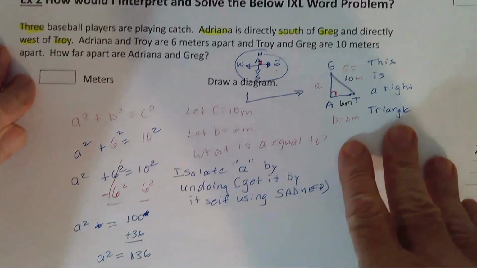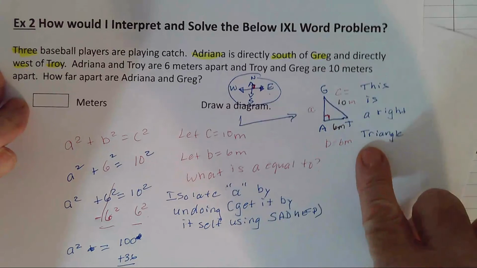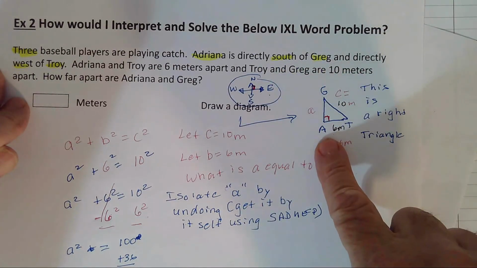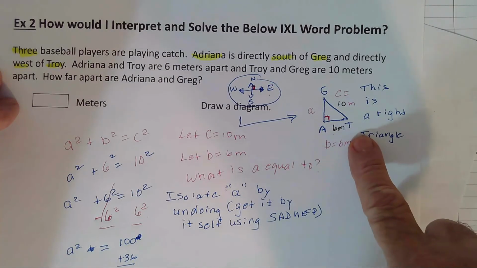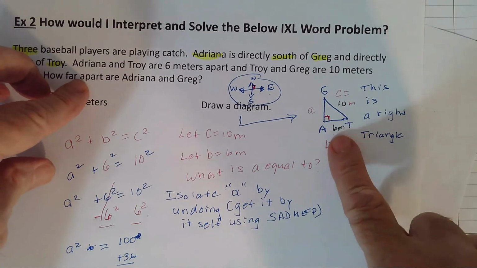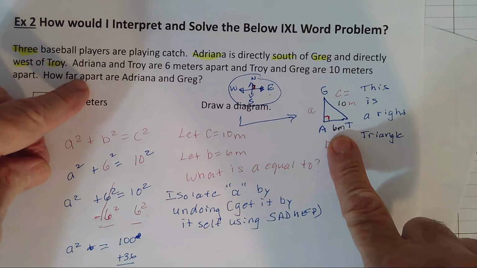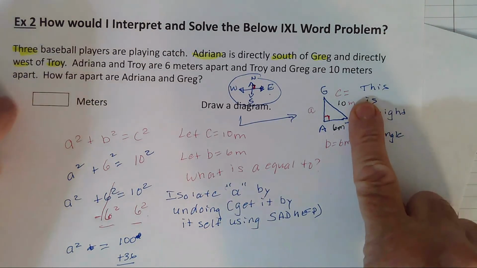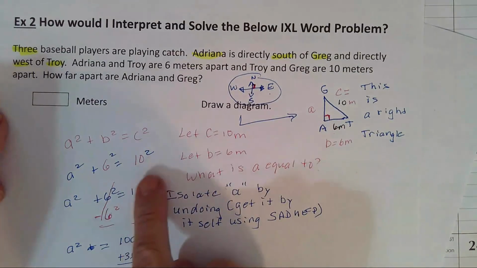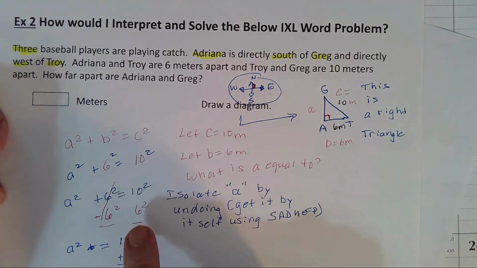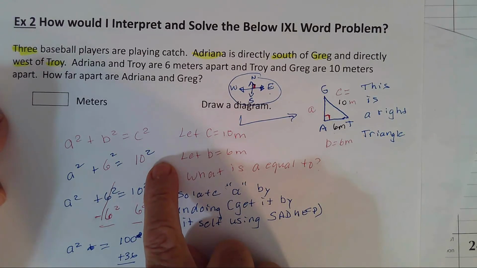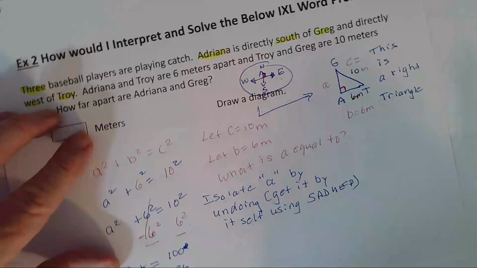So I just went back up here and I looked and I said, okay, Adriana is directly south of Greg. There she is, south of Greg. And west of Troy, so Troy is east of her. Adriana and Troy are 6 meters apart. Troy and Greg are 10 meters apart. So C is 10. And B in this case is 6. 6 times 6 is 36. And 10 times 10 is 100. Oh, I know what we did wrong. I knew there was something.